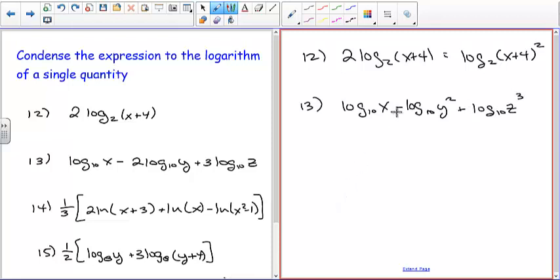Now as a review, one other thing: if you have logarithms, they all have to be the same base, or you can't do any of this combining. If this were to the base 2 and this were to the base 7, you're out of luck. You're not going to be able to do anything.